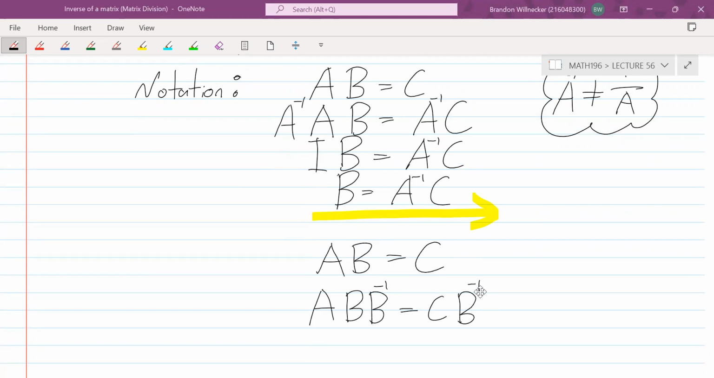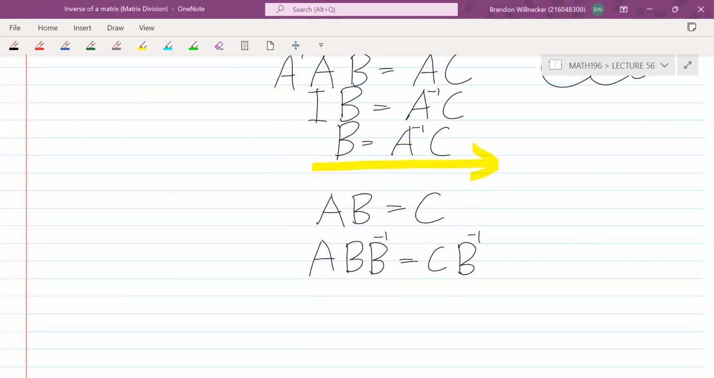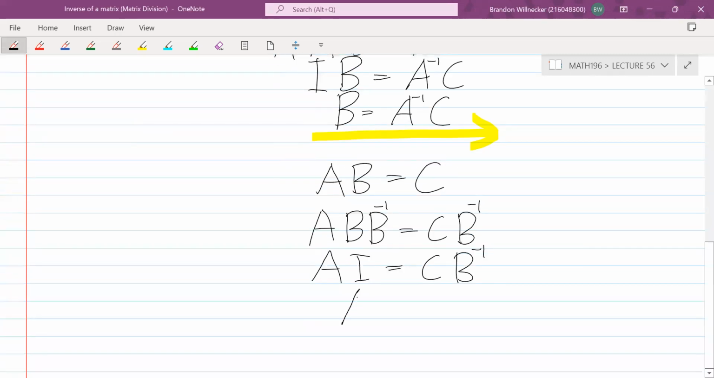Now, B times B inverse, again, they undo each other. They just give us back the identity. So we have A times the identity is equal to C times B inverse. Again, the identity doesn't really do anything with regards to multiplication, so we can just leave it out. And we get A is equal to C times B inverse.